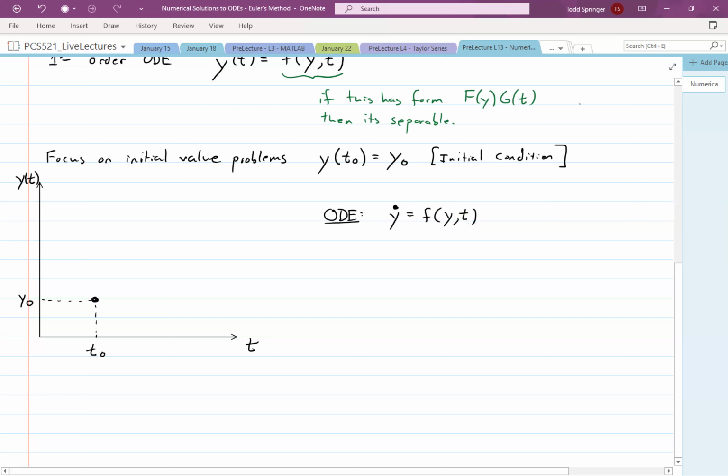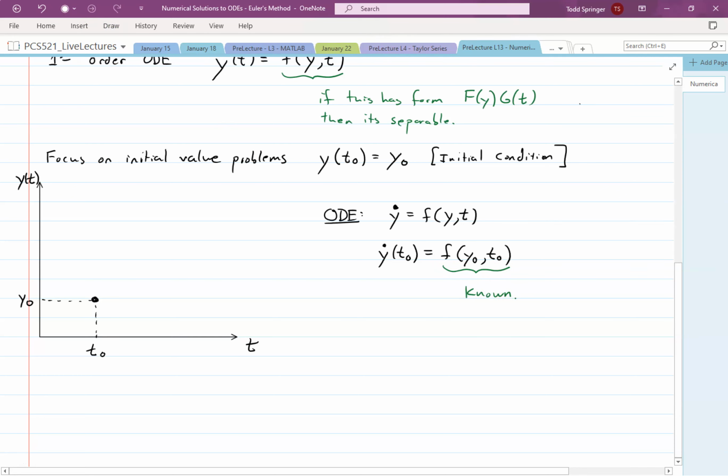Okay. So what does this mean? I have one point already. I know the initial point. So this means that y dot of t0 is equal to this function of y0 and t0, okay? And I know the function f because I know what the ODE is. So this is known.